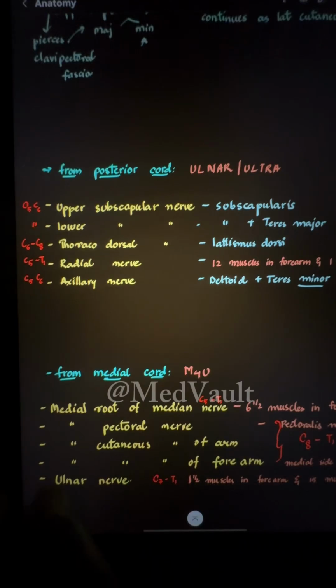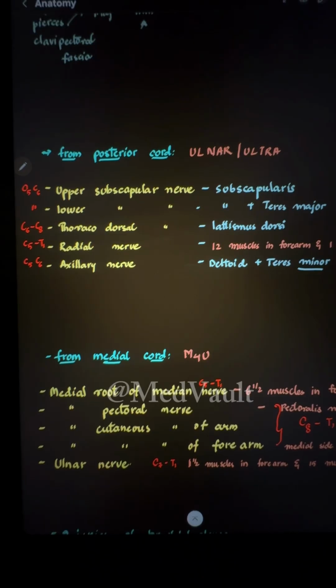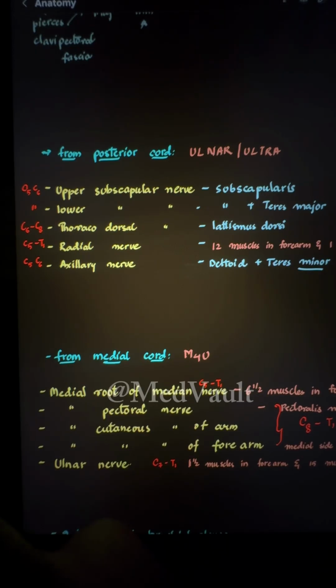Now talking about the posterior cord. For this, we have the mnemonic called ULTRA. I would say ULTRA is best to remember, but it's your choice. So from ULTRA we can say: U for upper subscapular nerve, L for lower subscapular nerve, T for thoracodorsal nerve, R for radial nerve, A for axillary nerve.